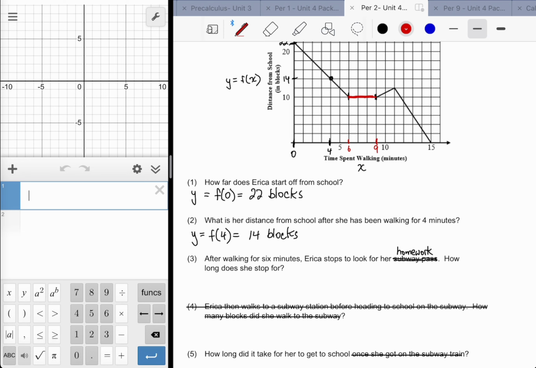The way we would write that notation-wise would be to say that for f of 6, we have a result of 10, y equals f of 6, and y equals f of 9, we also have a 10. These values are the same. There's no change, and everything in between is also the same. So I would say 9 minus 6 is equal to 3 minutes.